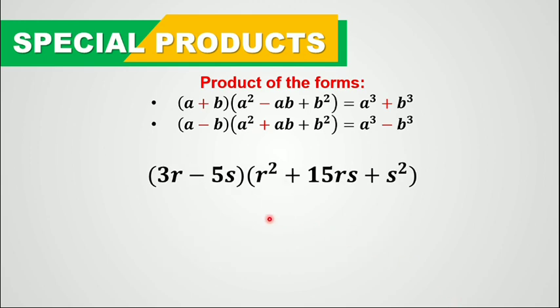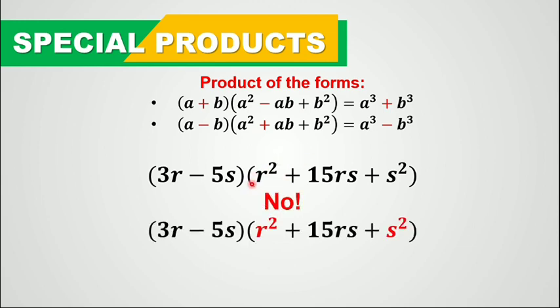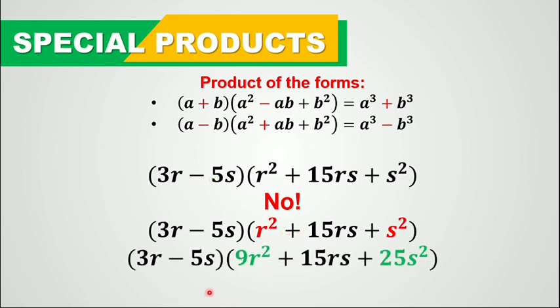3r minus 5s times the quantity of r squared plus 15rs plus s squared. Are these factors following these forms? Yes or no? Definitely not. So no. Why? Because as you can see, in the first term of the trinomial, only r squared is written and 3 was not squared, as well as in the last term of the trinomial, 5 was not squared. So it should have been 3r minus 5s times 9r squared plus 15rs plus 25s squared. So this should have been squared.